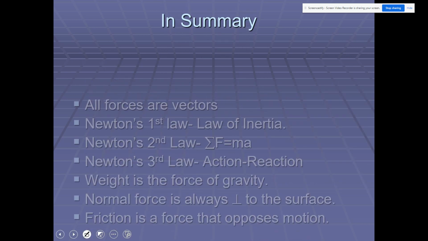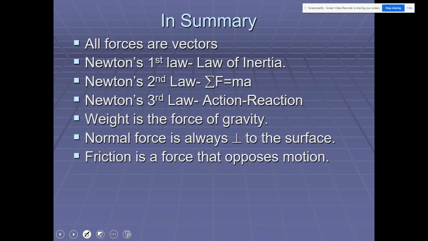Okay, in summary, here we go. All forces are vectors. Newton's first law is the law of inertia. Second law is the force equation, F equals ma. The third law is action-reaction. And weight is actually the force of gravity. Normal force is always perpendicular to the surface, and friction is a force that opposes motion.